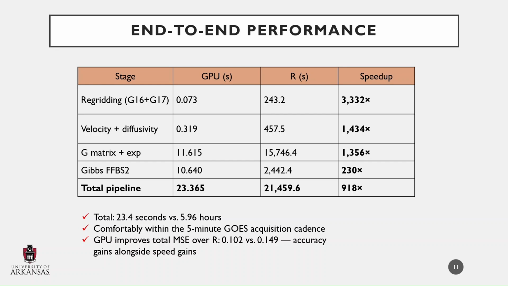This comfortably fits inside the 5-minute GOES acquisition cadence, meaning we can process each new satellite image before the next one arrives. But here is the result I am most proud of. Accuracy improves alongside speed. Our GPU pipeline achieves total MSE of 0.102 compared to 0.149 for the R baseline. The Cholesky decomposition fix and the corrected Gibbs initialization are not just numerical patches. They actively make the inference better, and we went from a pipeline that was slow and slightly biased to one that is fast and more accurate.